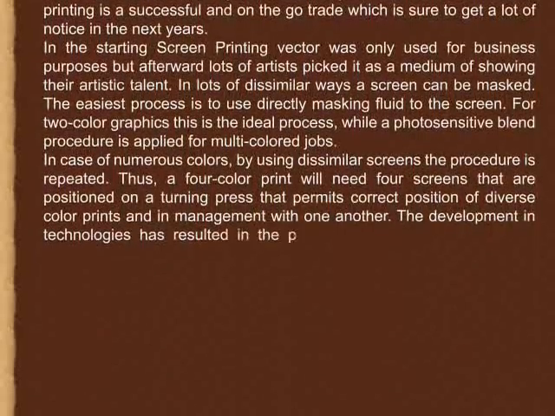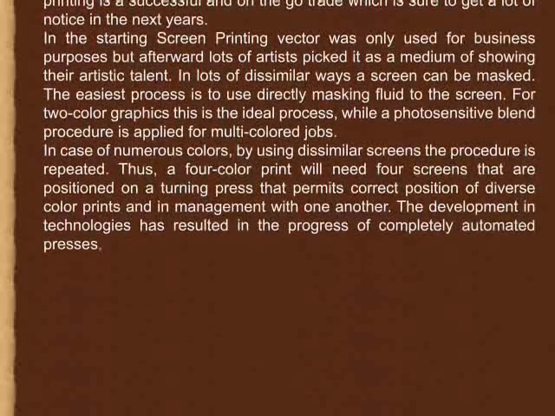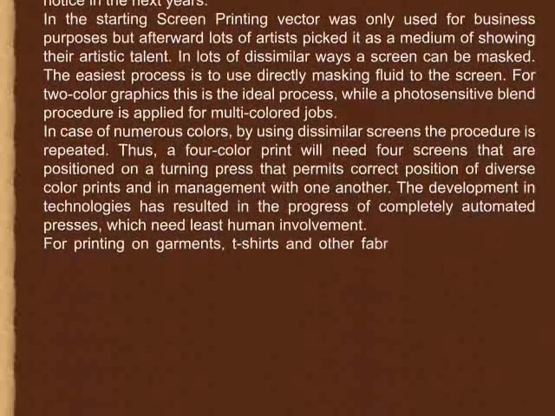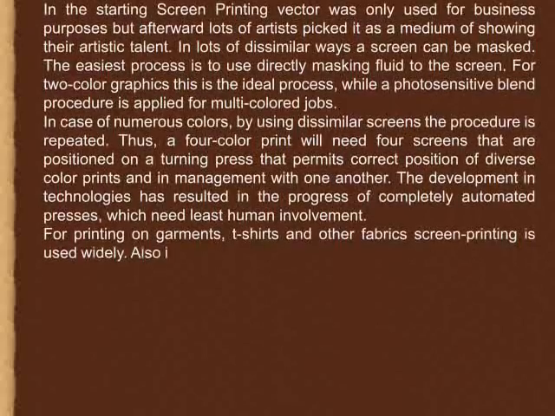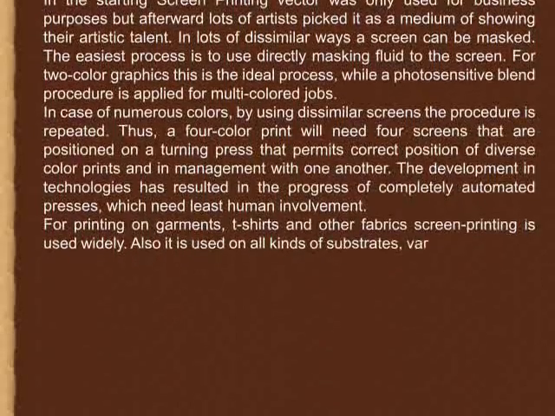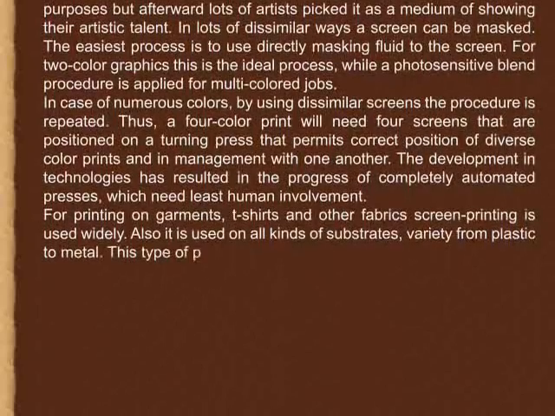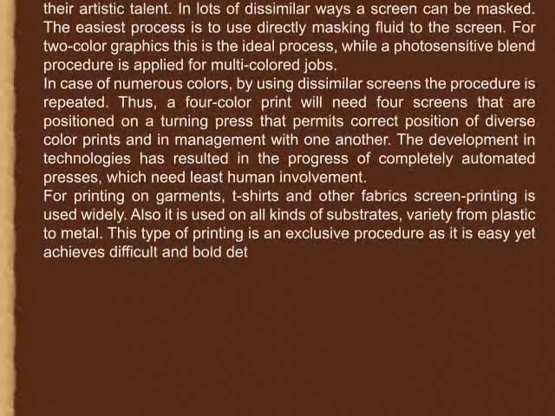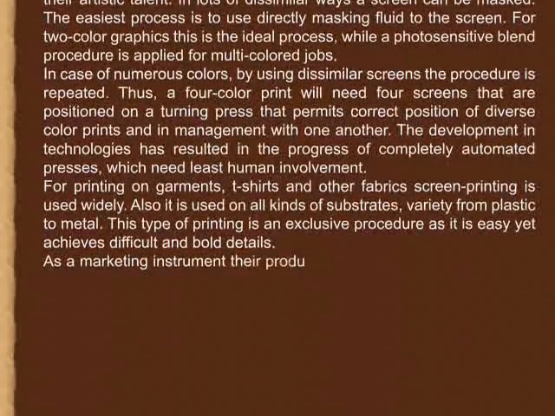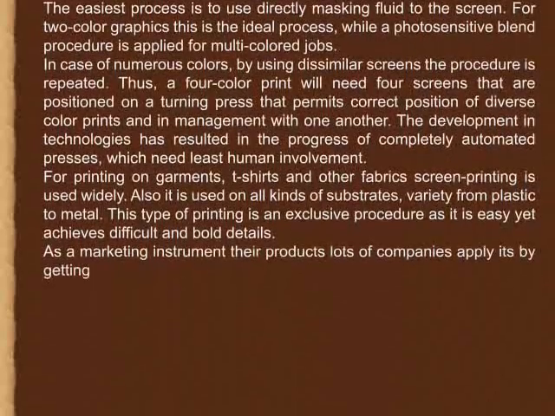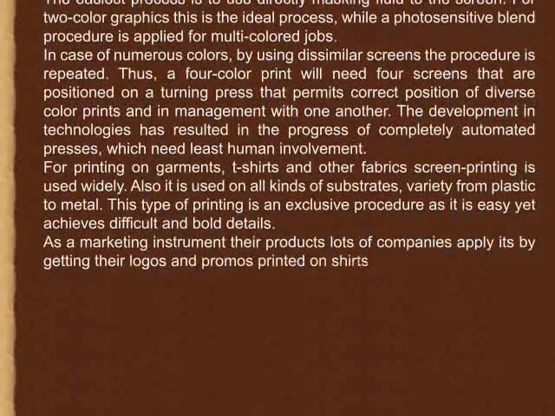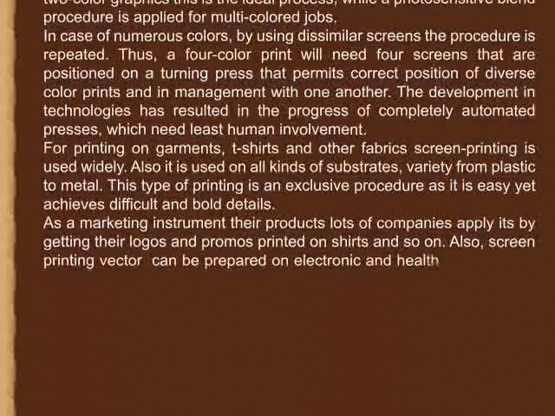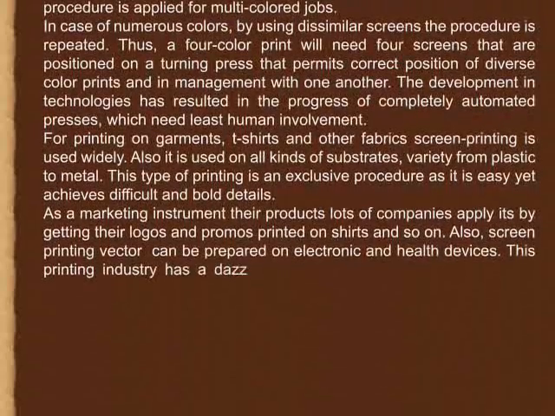The development in technologies has resulted in the progress of completely automated presses, which need least human involvement. For printing on garments, T-shirts and other fabrics, screen printing is used widely. Also, it is used on all kinds of substrates, ranging from plastic to metal. This type of printing is an exclusive procedure, as it is easy yet achieves difficult and bold details. As a marketing instrument for their products, lots of companies apply it by getting their logos and promos printed on shirts and so on. Also, screen printing vector can be done on electronic and health devices.